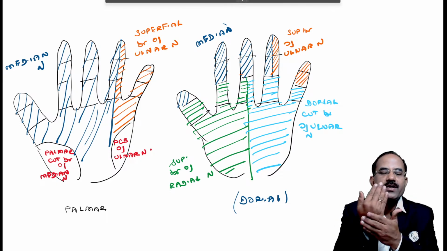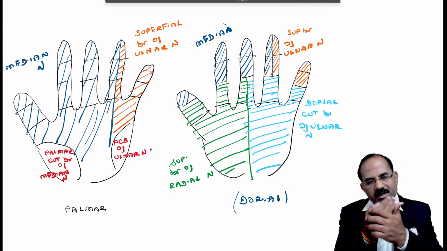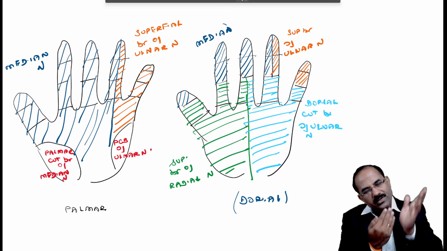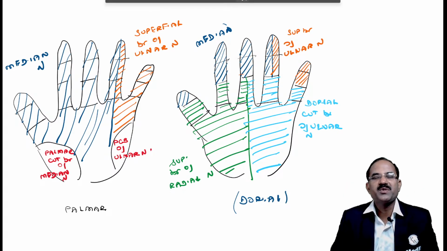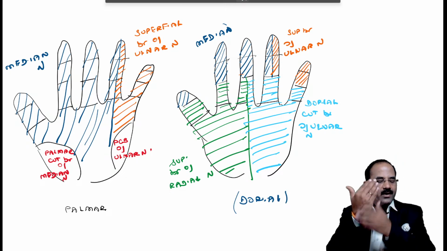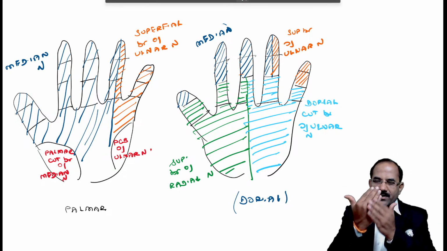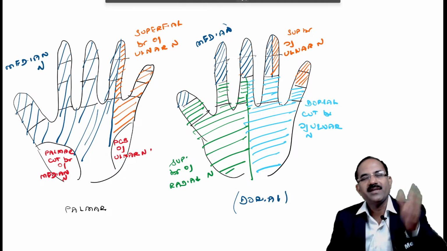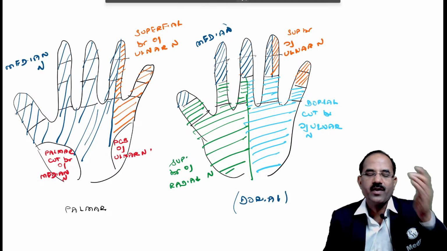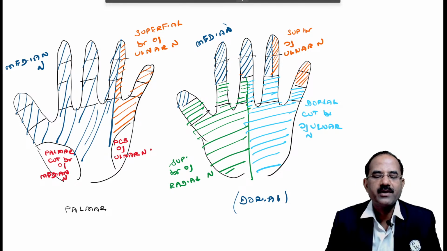Now we are left with the dorsum and the proximal phalanges of these 5 fingers. The dorsum and the proximal phalanges of the lateral 2.5 fingers are supplied by the superficial branch of radial nerve. And the dorsum and the proximal phalanges of the 2.5 fingers on the medial side are supplied by the dorsal cutaneous branch of ulnar nerve.